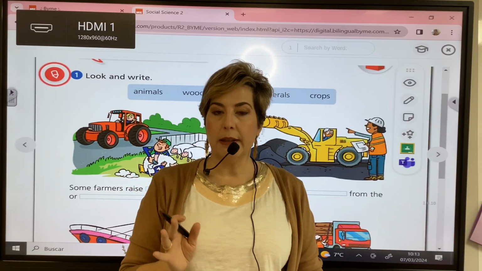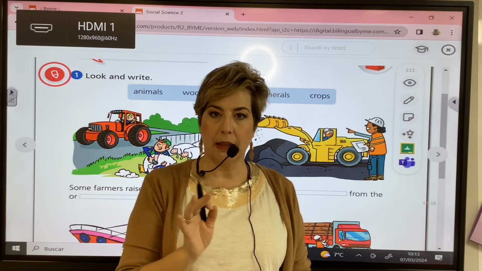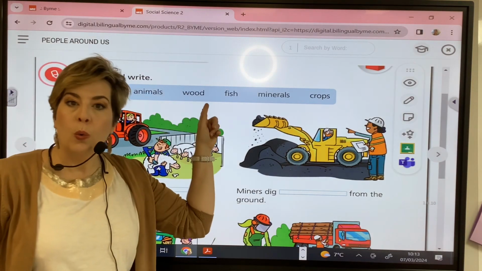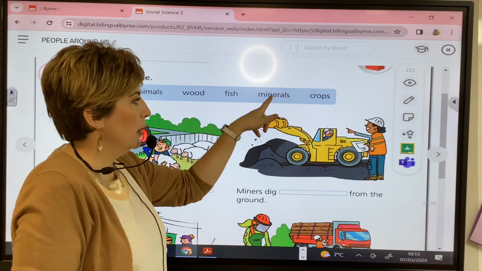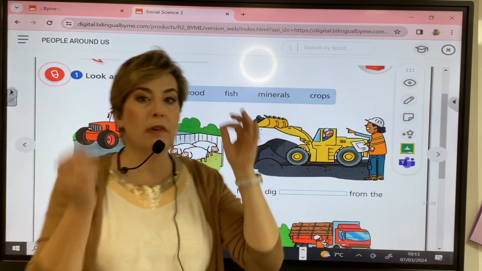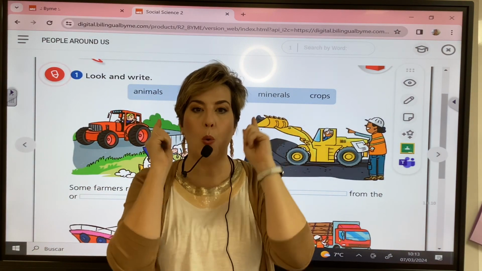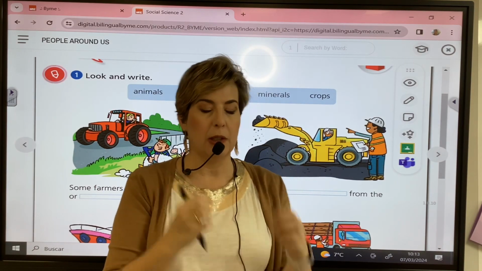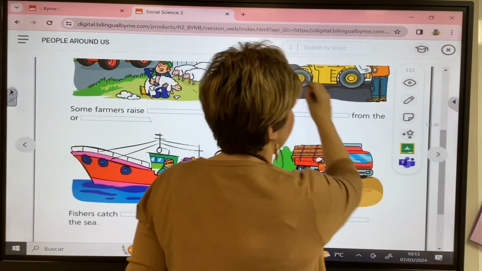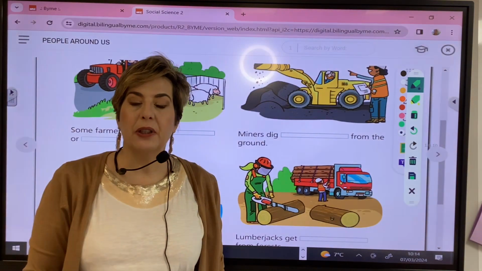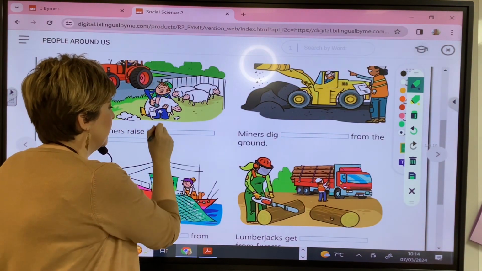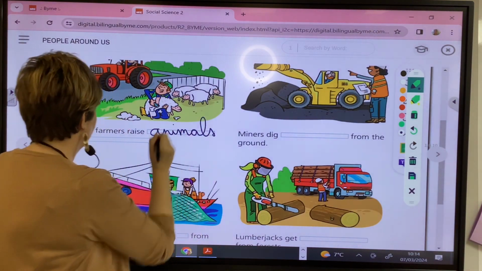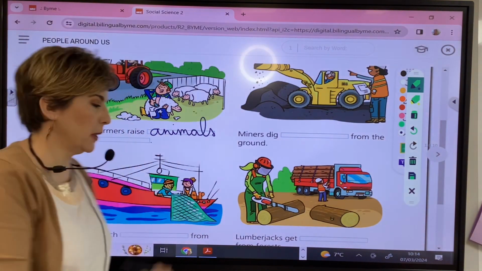Look at the words that we have at the top of the activity. We have animals, wood, fish, minerals, and crops. Remember, we are talking about group 1, people who extract things from nature. Let's complete. Some farmers raise animals or crops.